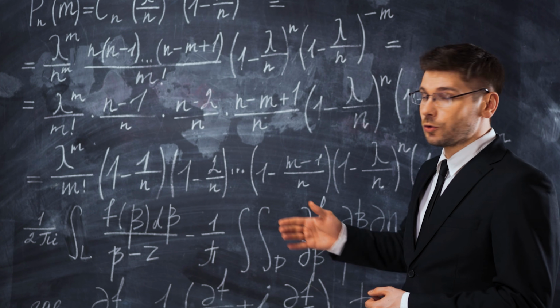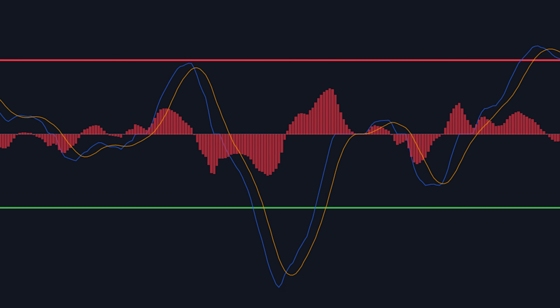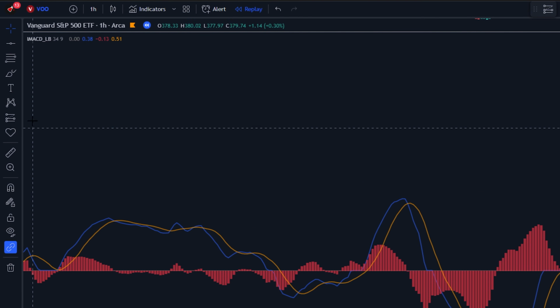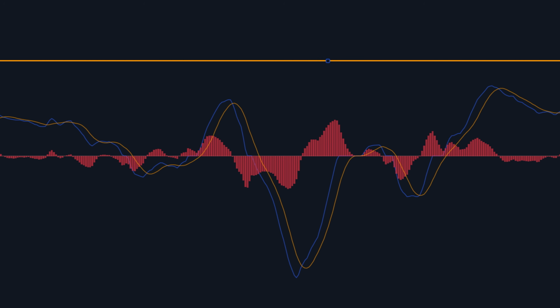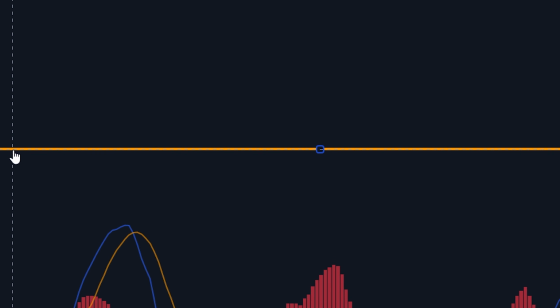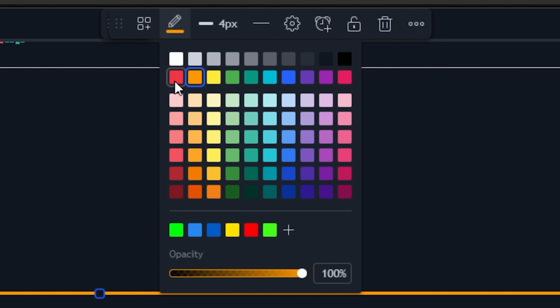Let's get into some actual strategies we can use around it. First thing, we want to add overbought or oversold zones to our indicator. You can do this by simply clicking this line tool on the left and clicking anywhere on the new MACD indicator. We are going to add two lines, an oversold line and an overbought line. We'll make the oversold line green and make the overbought line red.